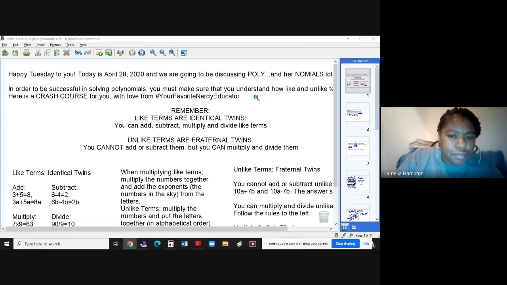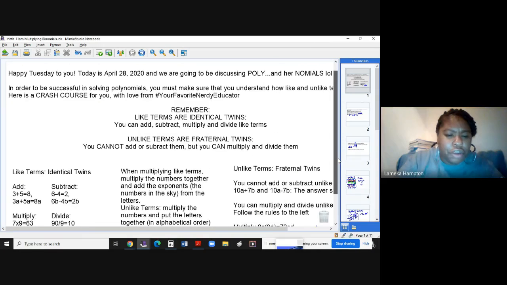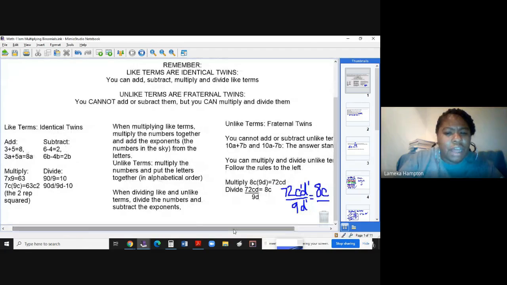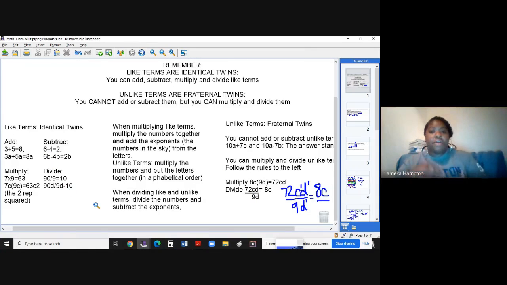All right. So, as I said in my playback yesterday, in order for you to be successful in solving polynomials, you have to make sure you understand how like terms and unlike terms work. So, this is a crash course that I'm going to scroll at the bottom here. This is a crash course of like terms: adding, subtracting, multiplying them, and dividing them. Okay. I'm going to start over here. Remember, like terms are like identical twins. I mean, you can't tell them apart really with identical twins.